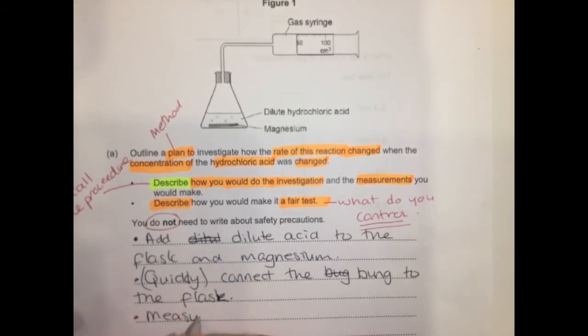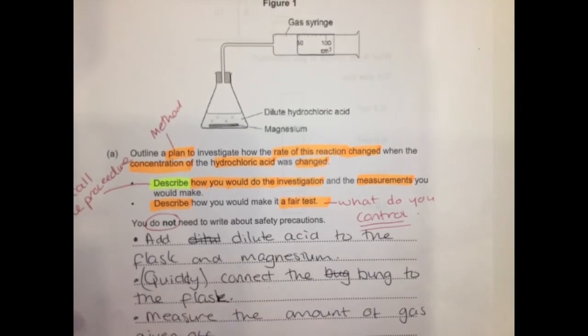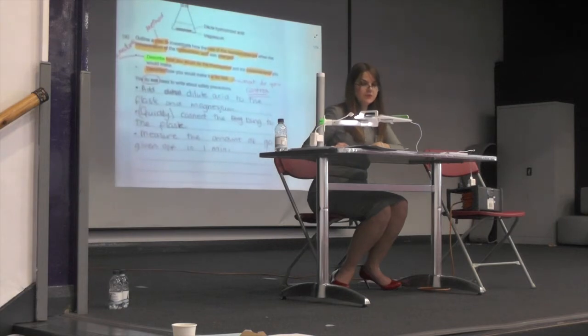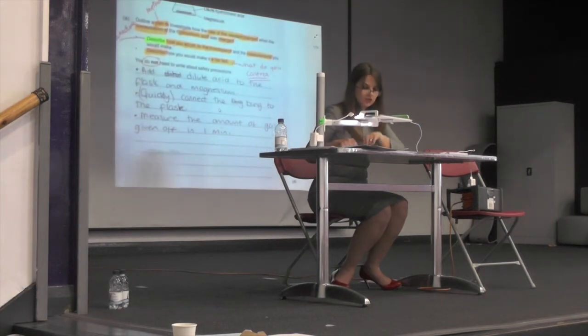Measure the amount of gas given off, and I would say something like in 1 minute. If you've put 2 minutes, 3 minutes, 4 minutes, 5 minutes, that's fine. But I would usually say with something like this, 1 or 2 minutes. So that's your procedure. So this first part is your procedure.